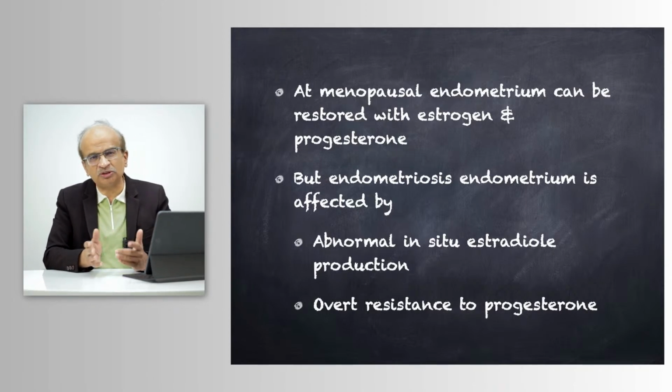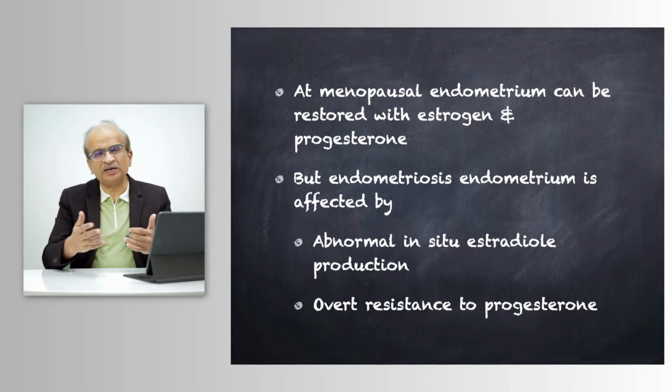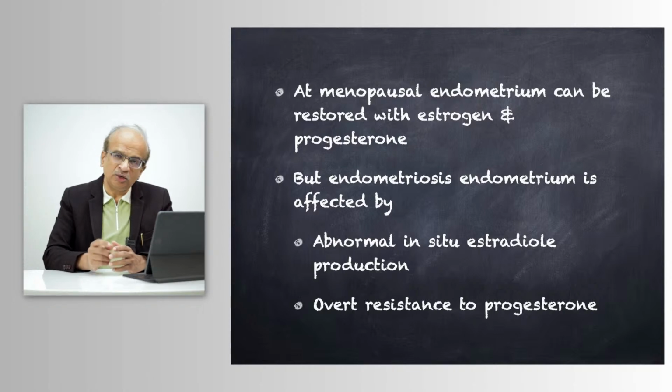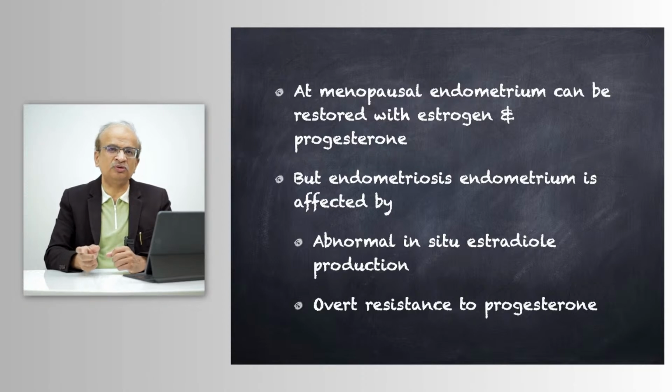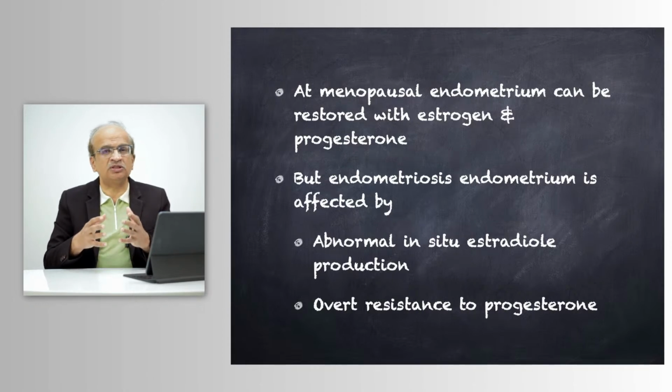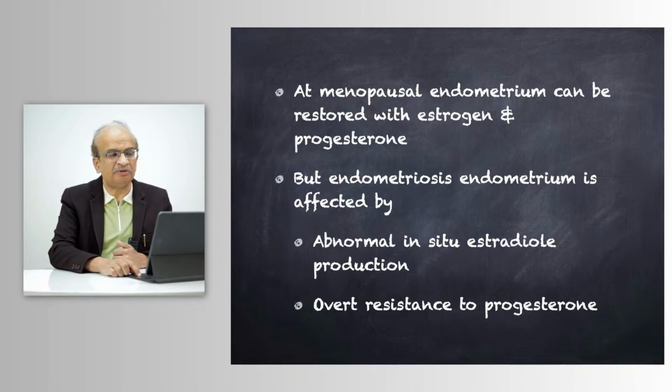Now, the difference is with the menopausal endometrium, which is atrophic, and that can be revived by giving an adequate amount of estrogen and progesterone, and over a period of time that endometrium will become normal, and we see so many women conceiving with egg donation cycles. But the endometriosis endometrium is affected by an abnormal in situ estradiol production and a decrease in the inactivation to estrone. So it is very much proliferative, and there is an overt resistance to progesterone, and both things coming together make endometrial receptivity very, very difficult.